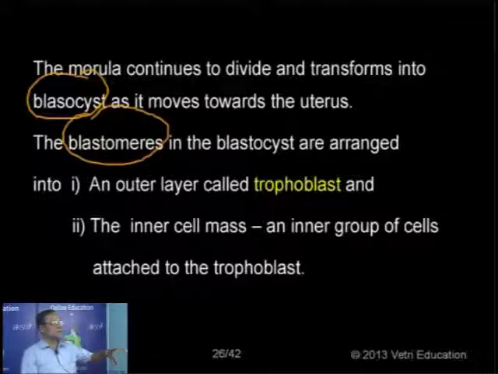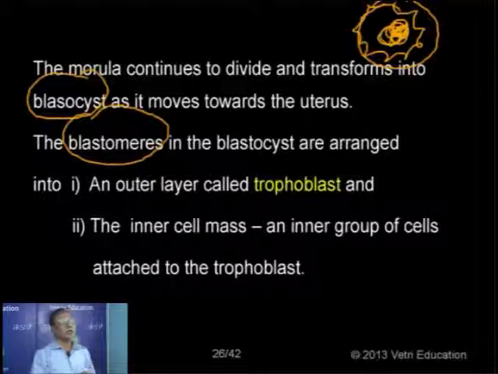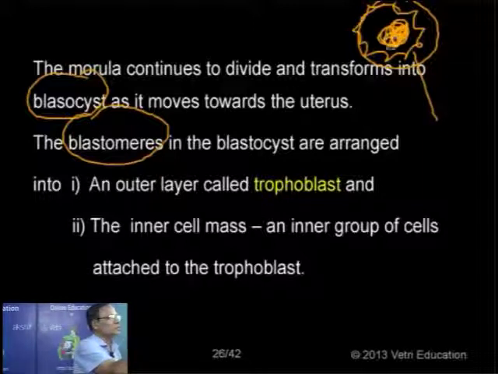Now the blastomeres of the blastocyst are arranged into two regions or zones: an outer layer and an inner cell mass. Suppose you are taking a section of the blastocyst. It is formed of cells. This is an outer layer, inside which we have a mass of cells. So you can find two regions in the blastocyst: an outer cell layer, and an inner cell mass which is attached to the outer layer.